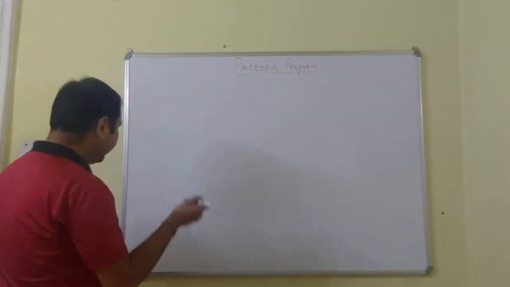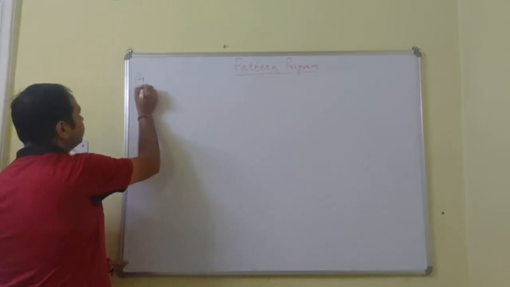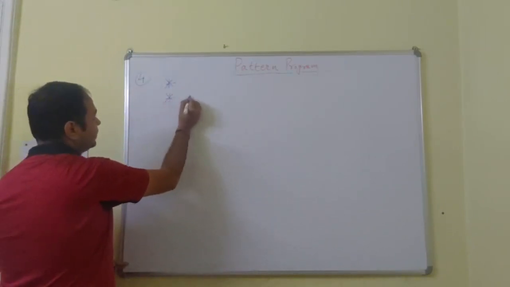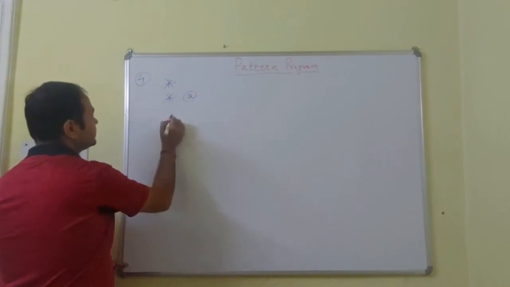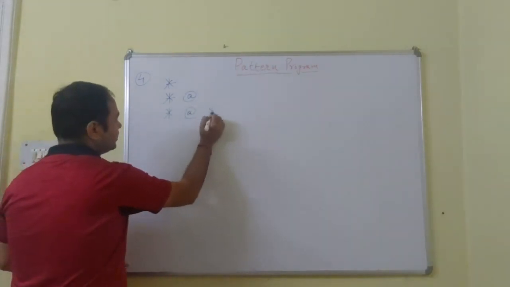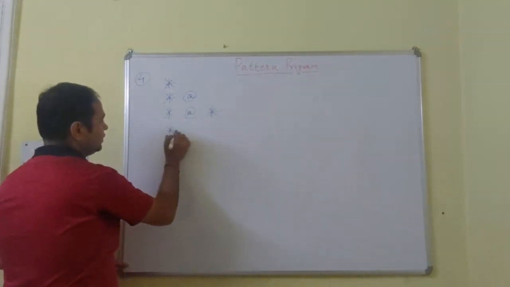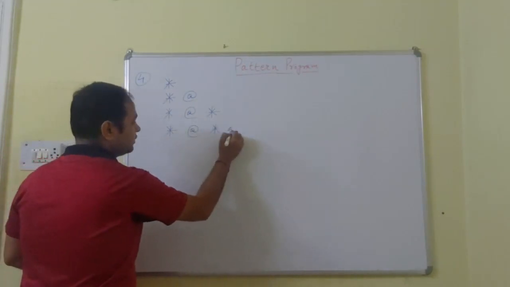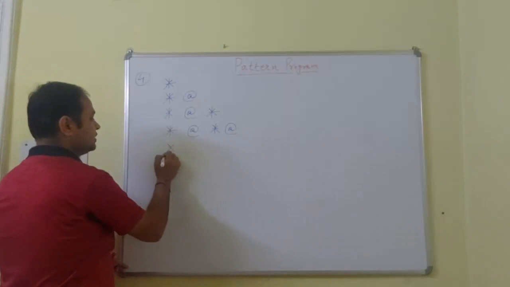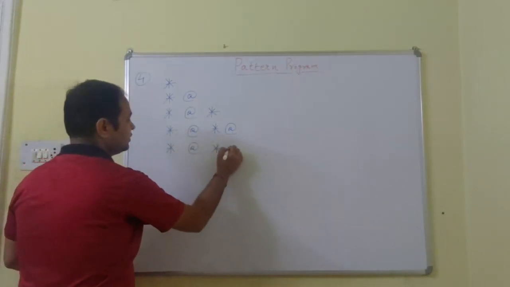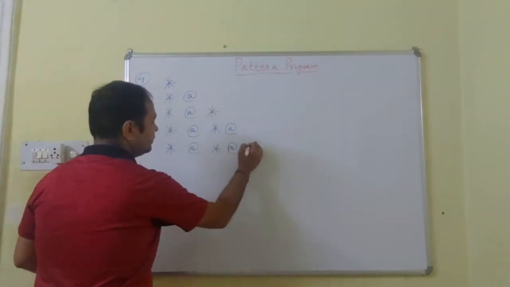Okay, like star, star, then I print at the rate, then star, at the rate, star, star, at the rate, star, at the rate, star, at the rate, star.